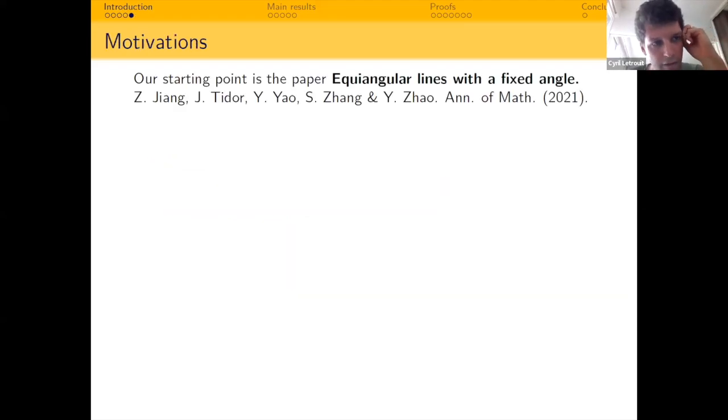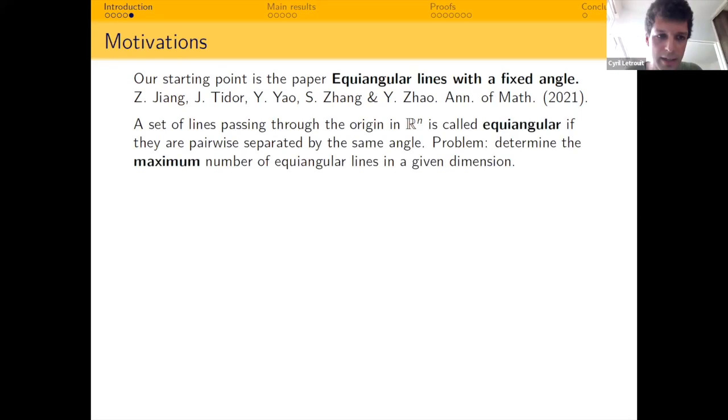And I finish the introduction by mentioning the starting point of our work. How did we come up with this idea of doing this problem? It's because I knew, by discussing with Yufei Zhao, that there was a paper called Equiangular Lines with a Fixed Angle by these authors in 2021, which was proving a spectral result on graphs which had this flavor. And in fact, it's somehow the analog result for graphs. Let me explain a little bit more.